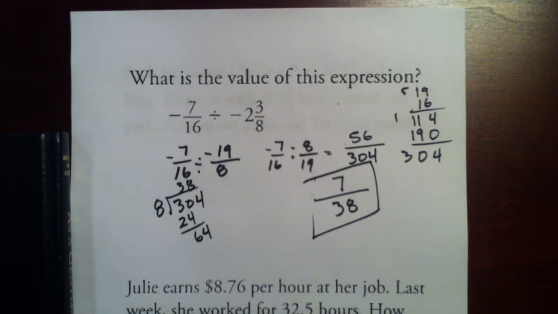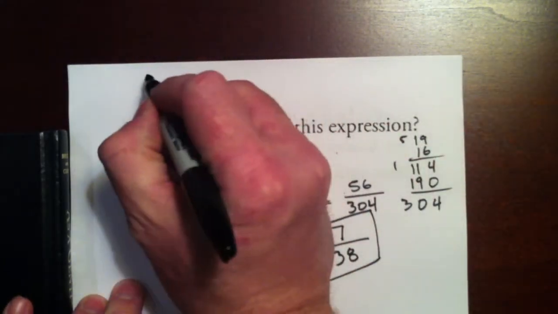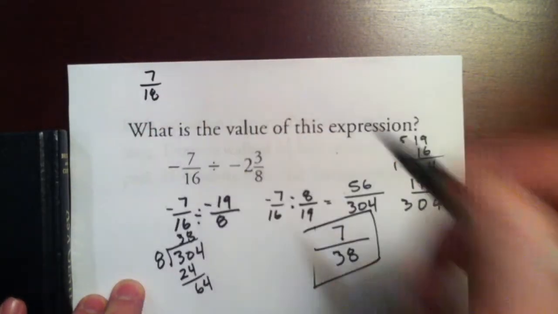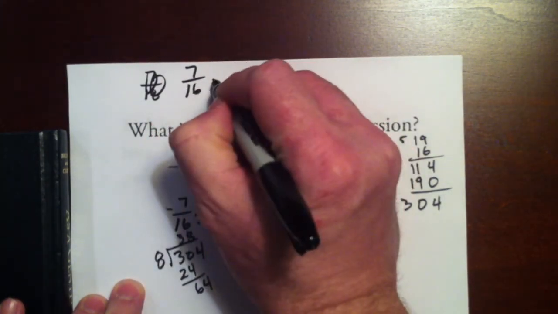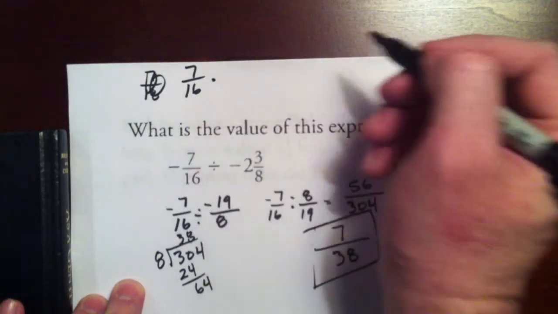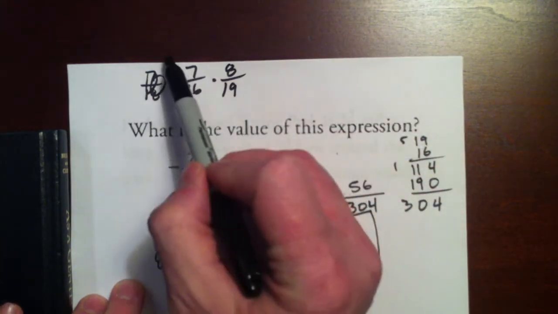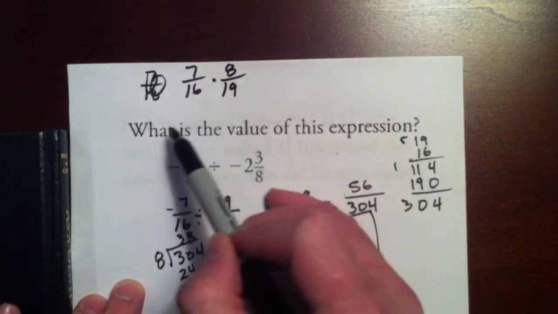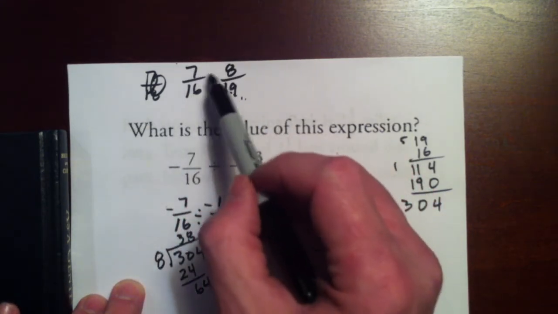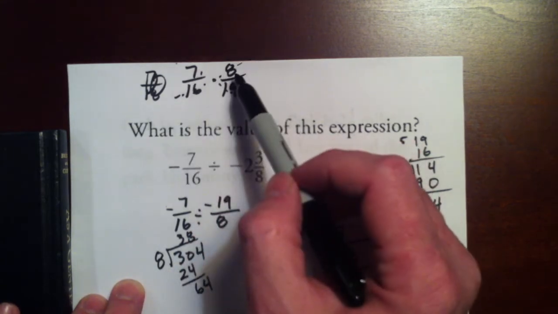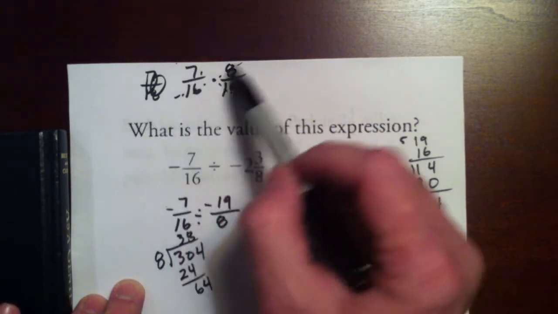Now I want to show you a shortcut you can do on one of these. I'm going to have to bring it up to the top of my page. If you have a problem like 7 over 16 times 8 over 19, you can do something called cross-cancelization. And you have to go this way and this way. You can't go across the top like so, but you have to go like this. And what I mean by that is if you can find numbers in common here, you can go ahead and reduce this while they're here. But you have to find numbers in common here and find numbers in common here.